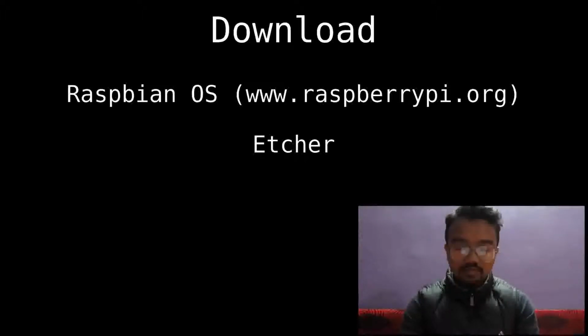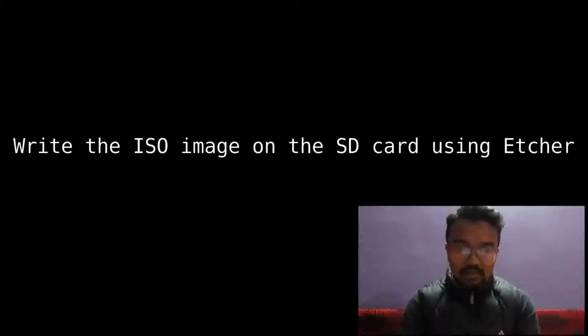After the downloading process is done, I would urge you to format your SD card. It is a very vital step. Using Etcher, write the ISO image. After formatting the SD card, we have to write the ISO image of the Raspbian operating system onto the SD card. Once that's done, we can move on to the Raspberry Pi 3 module.